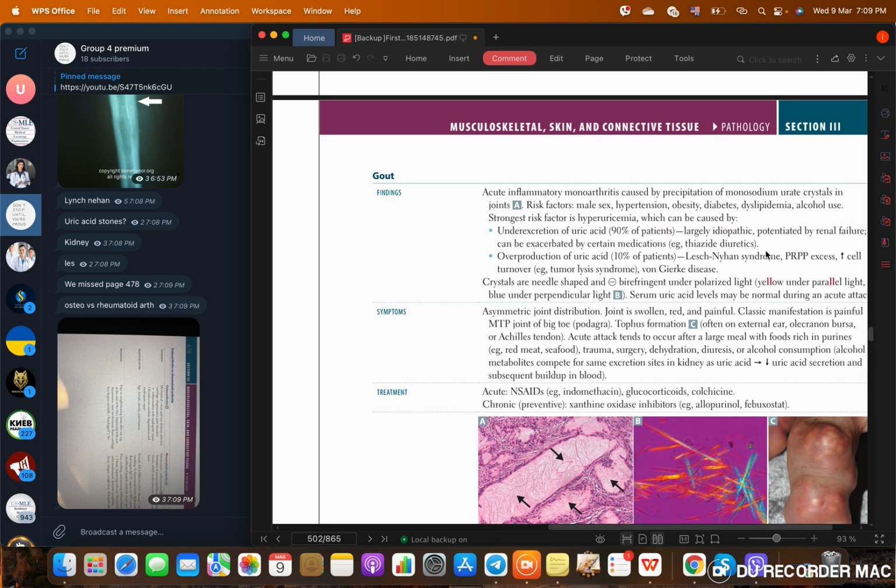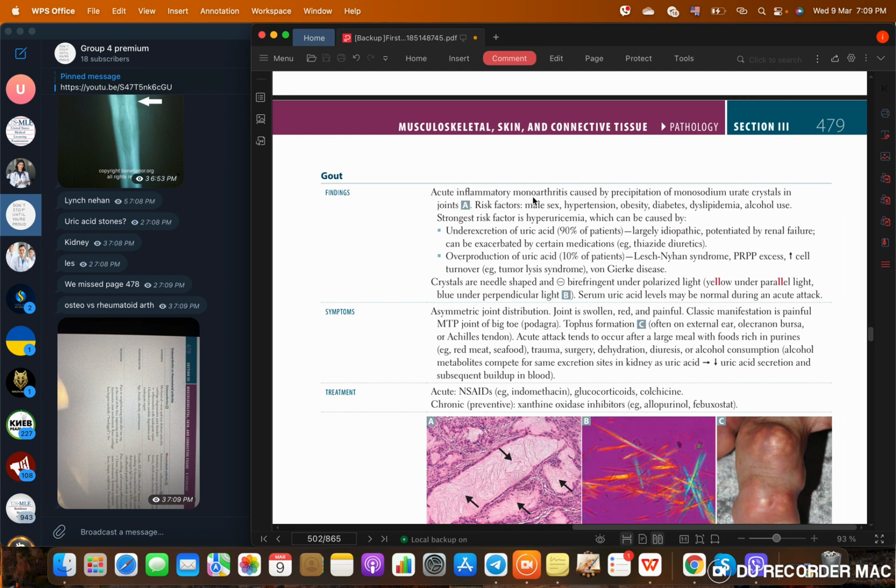So gout, the finding is as follows. Acute inflammatory monoarthritis, which means it affects only one joint. This one joint is going to be severely painful. The most common joint to be affected is the metatarsal joint in the foot, just behind the big toe. Monoarthritis is one joint. Oligoarthritis is two joints. Polyarthritis is three or more joints. It is caused by a precipitation of monosodium urate crystals in the joint.